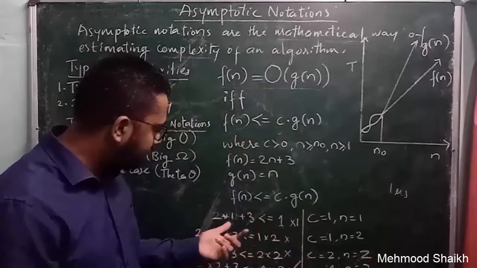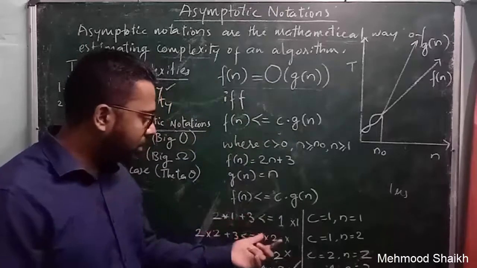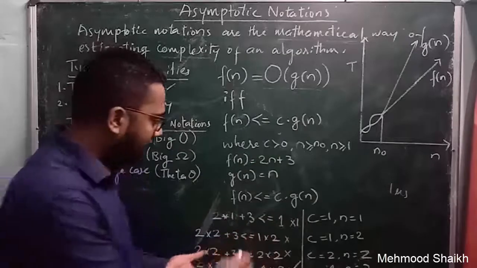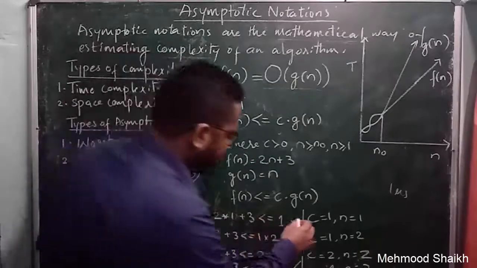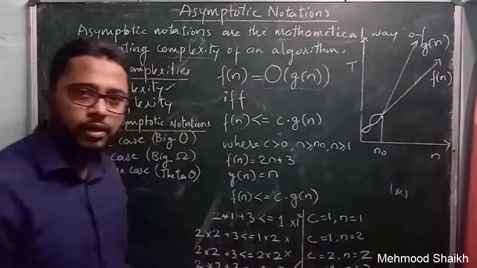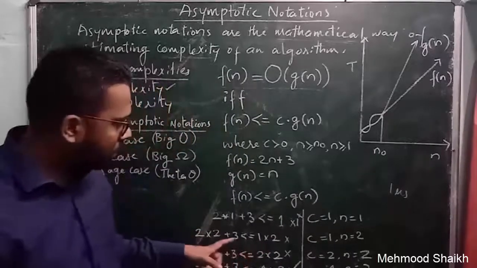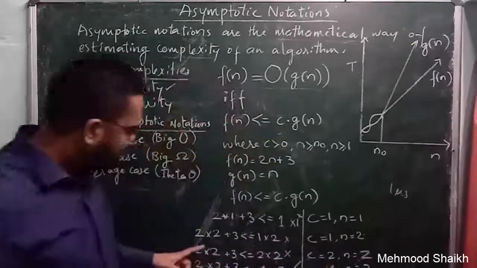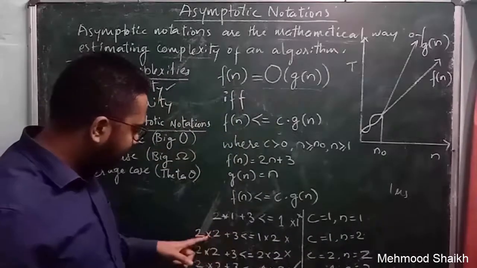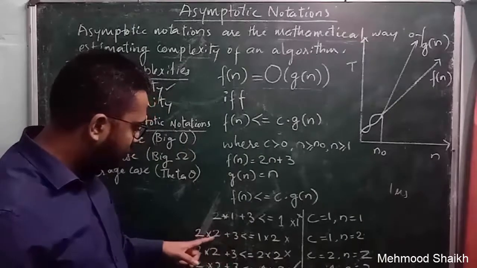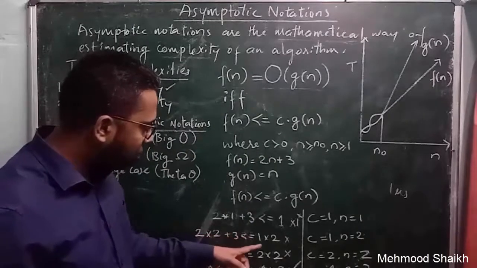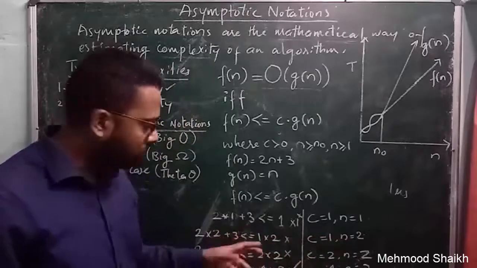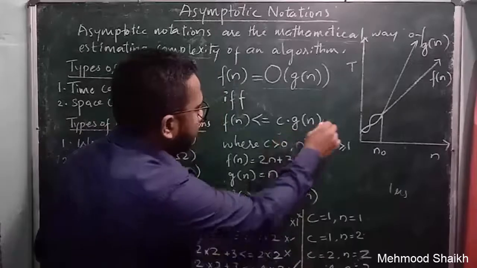So now you can see it's equal to 5. 5 is less than or equal to 1. Here the condition is not satisfied. 5 cannot be less than 1, so this becomes false. Now I will check with the value of n equal to 2. I will keep the value of c as 1. I will put those values in this expression: 2 into 2 plus 3, the 4 plus 3, is 7. 7 is less than or equal to c is 1 and n is 2, which is also not true. So this is also not satisfying the condition.